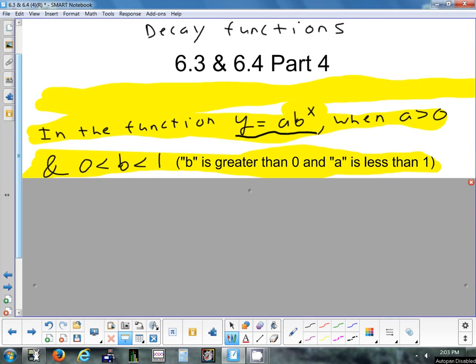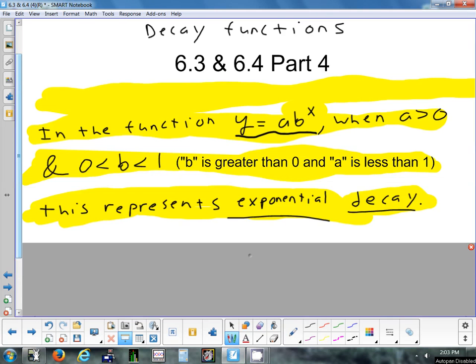Anybody remember, I think we talked about this yesterday, when a is greater than 0 and b is a fraction? I remember we had the term proper fraction on the board. Anybody remember what we called this? It was exponential decay. Anytime that b is between 0 and 1, it's decay. What about if b is bigger than 1? That's exponential growth. Okay?